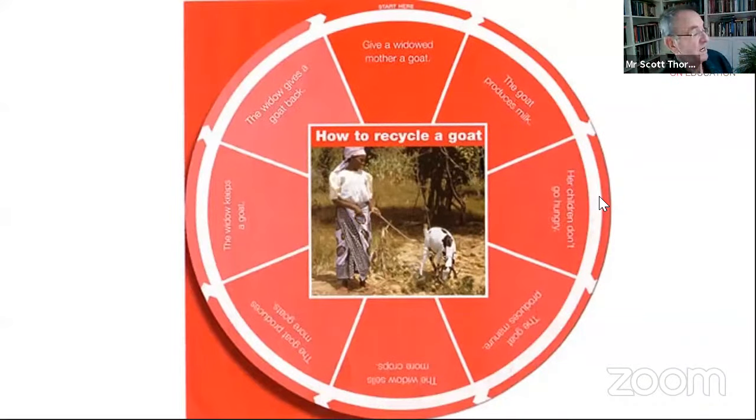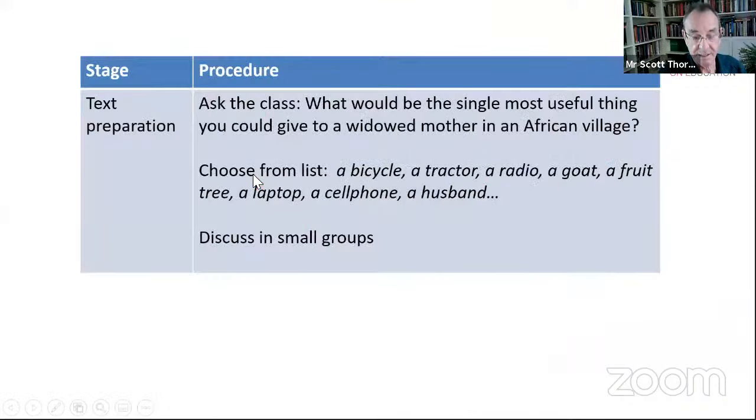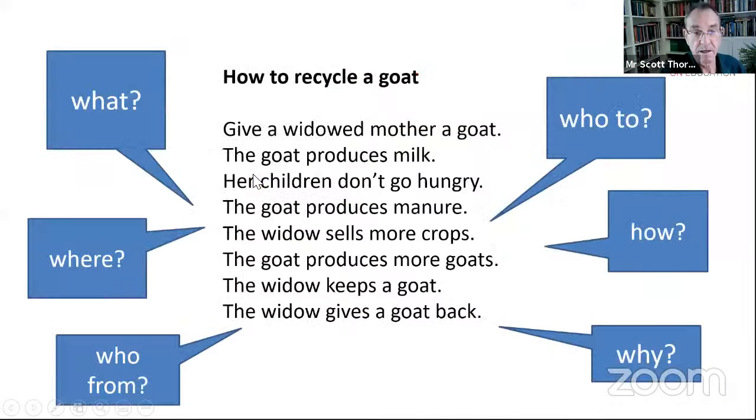That is to say, if you give £2 a month, you can buy a goat for a widow in Africa. Yeah, that's the idea. So if we go back to the text, we can see that it's telling a little story. Yeah, that's the how. It's a written story, if you like, or narrative.